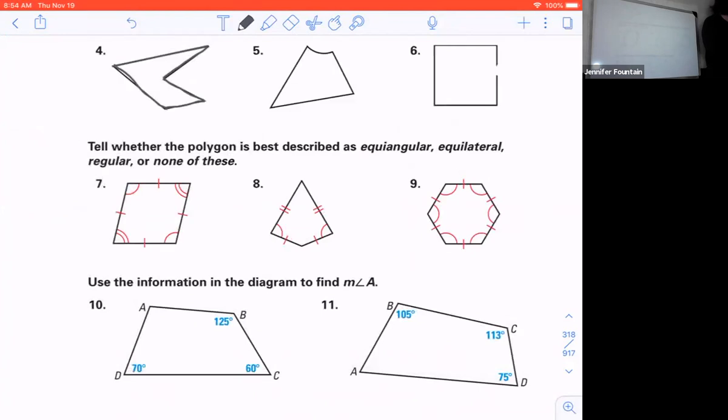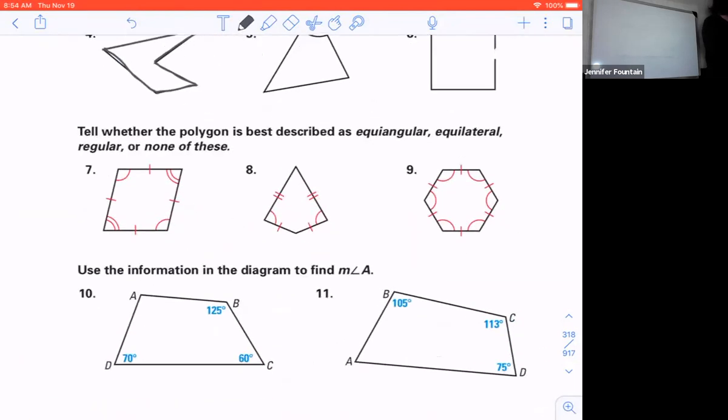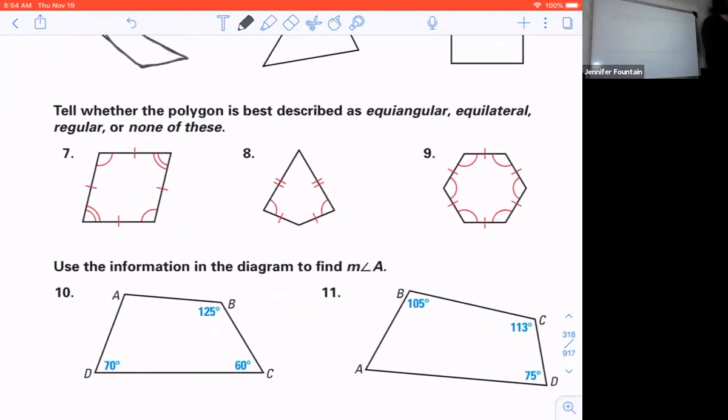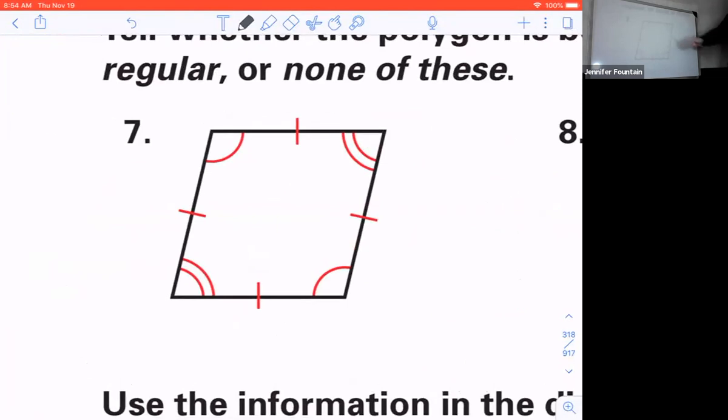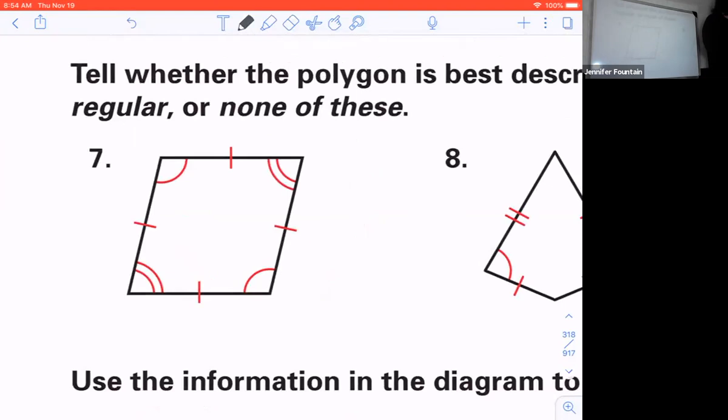Now let's take a look, and it says, tell whether the polygon is best described as equiangular, equilateral, regular, or none of these. Okay, so let's look at number 7. That would be angle. Now think about if I have one arc here and two arcs here, do those represent the same angle measure? No, these are different angle measures, so these are not equiangular. What is equal about this one? Equilateral. Remember, lateral deals with sides, so it is equilateral.